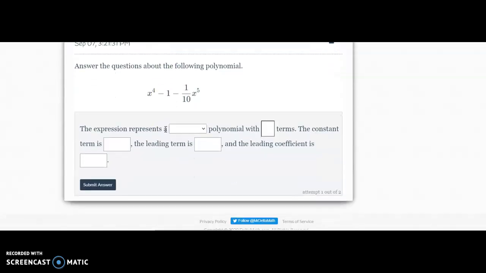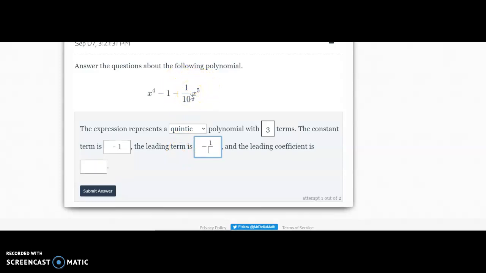So take a minute and try this one. The expression represents, what's the highest exponent? The highest exponent is 5. So this is a quintic. How many terms does it have? It has 1, 2, 3. So it has 3 terms. The constant, or the number on its own, it's a 1, but there's that minus in front of it, so we can't forget that, -1. The leading term is the one with the highest exponent, which is -1/10 x to the 5th, like that. And then the leading coefficient is that number in front, which was -1/10.